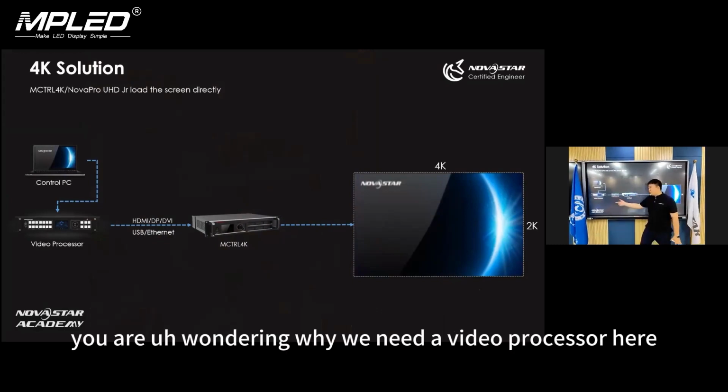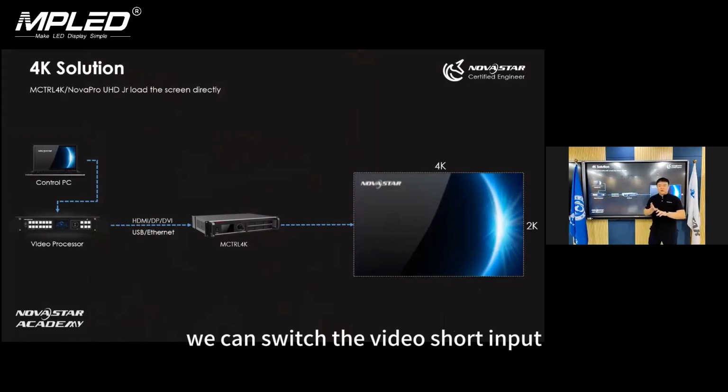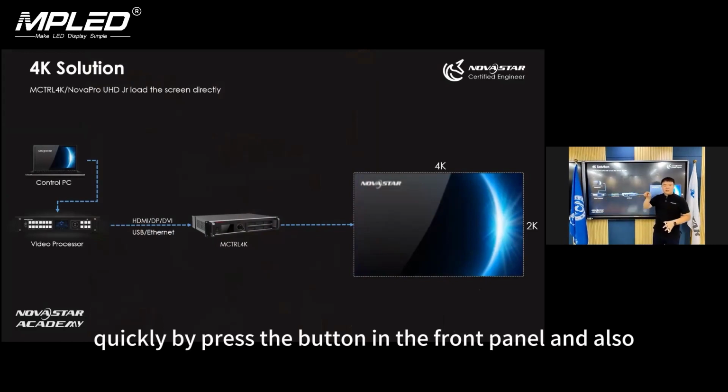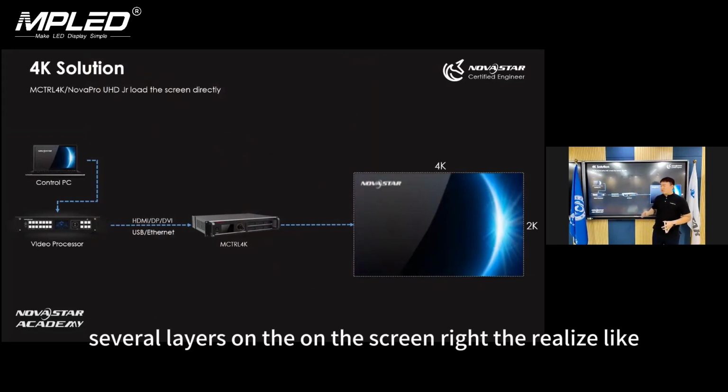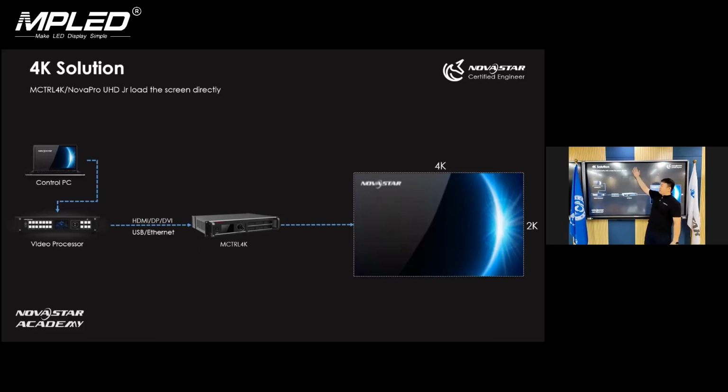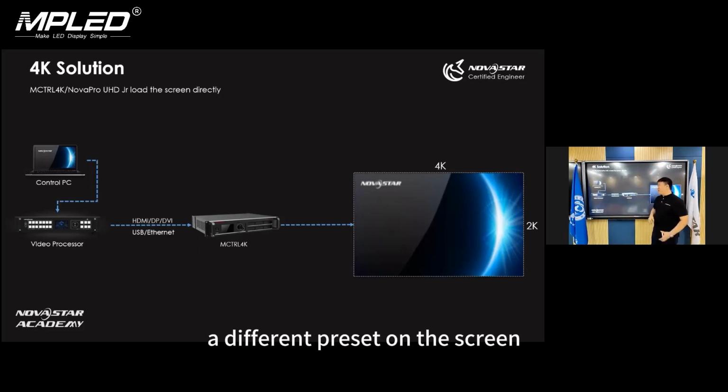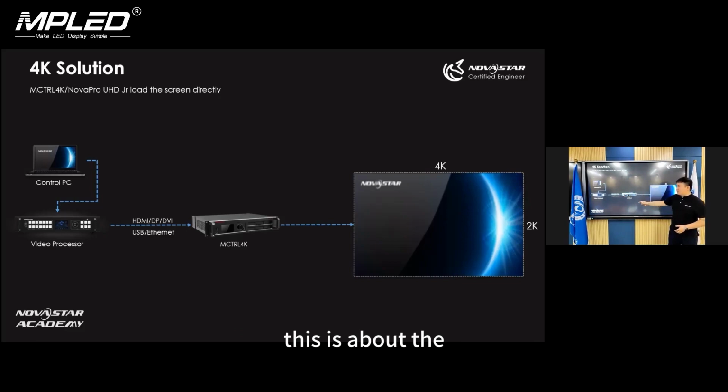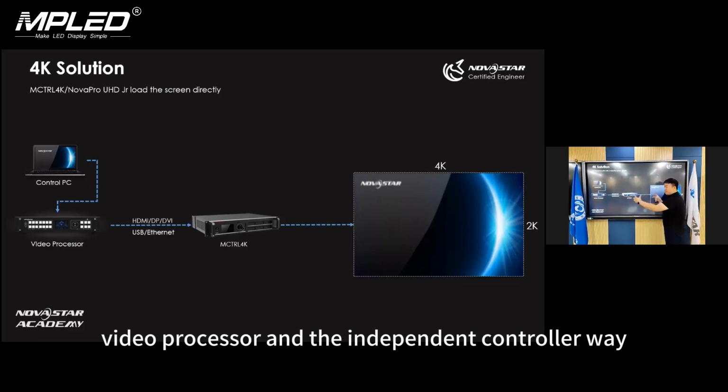And maybe you are wondering why we need a video processor here. We can switch the video source input quickly by pressing the button on the front panel. And also we can open several layers on the screen, right, to realize different presets on the screen. This is about the video processor and the independent controller way.